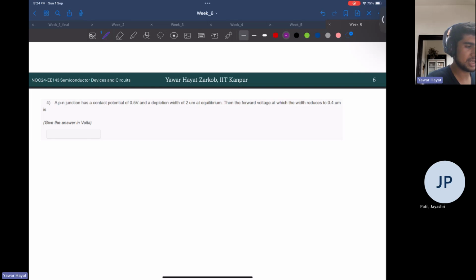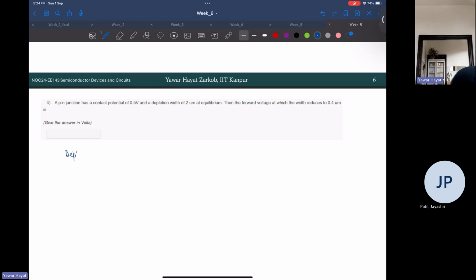A PN junction has a contact potential of 0.5 volts and a depletion width of 2 micrometer at equilibrium. Now, when you apply some forward voltage, the depletion width reduces to 0.4 micrometer. So you need to determine what was this forward voltage that you applied. Without wasting any further time, I'll start attempting this.